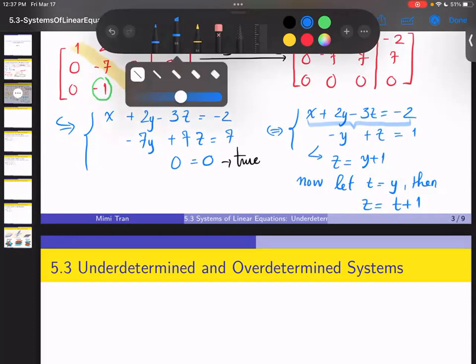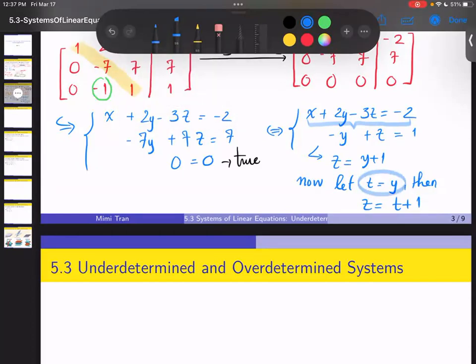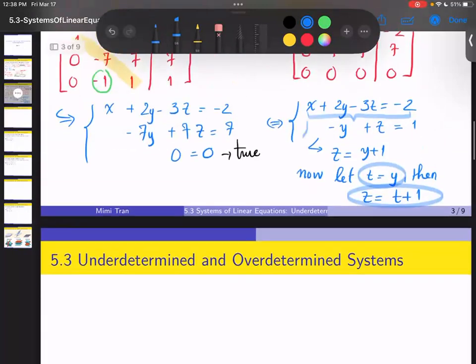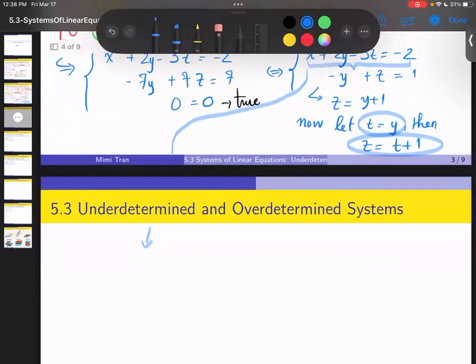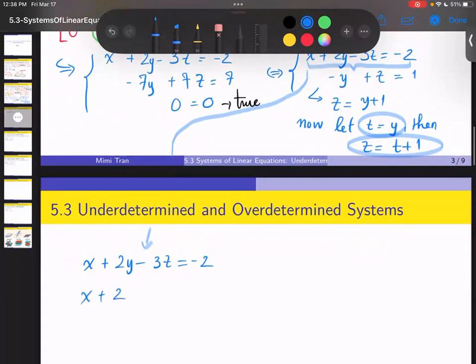I have y is t. I have z. The remaining variable that I need to solve is x. Let me go down here and rewrite that. x plus 2y minus 3z equals -2. I have y, y is t. z is t plus 1. Now I can solve for x.